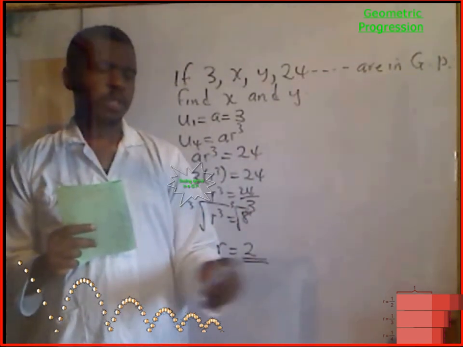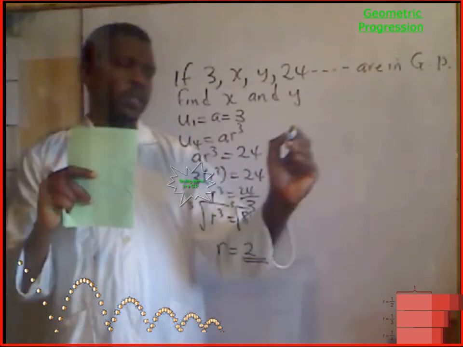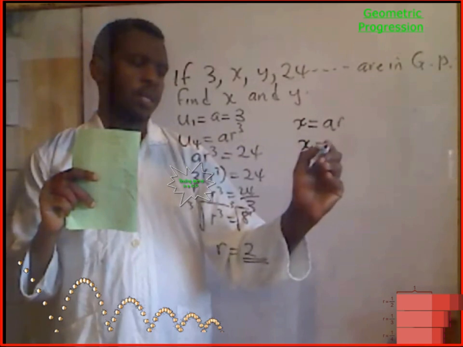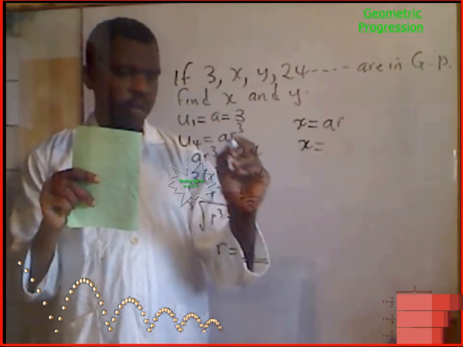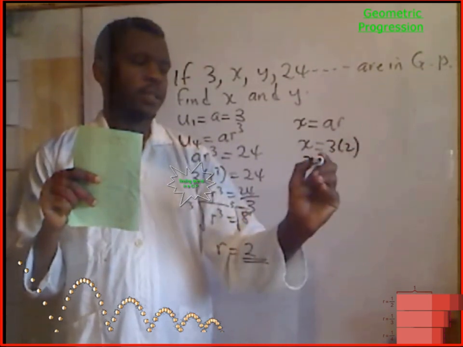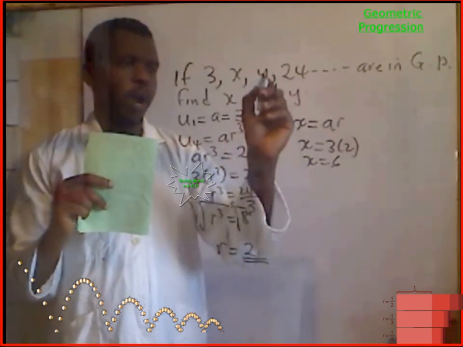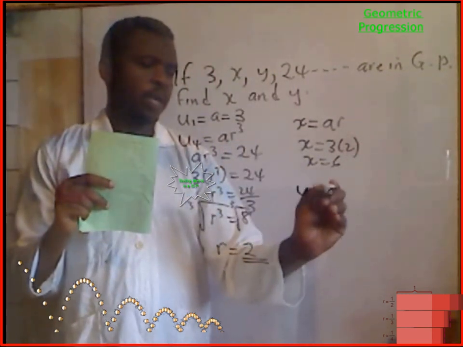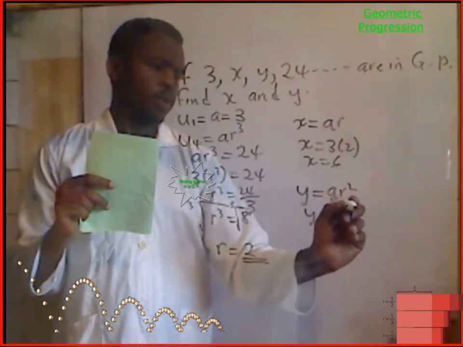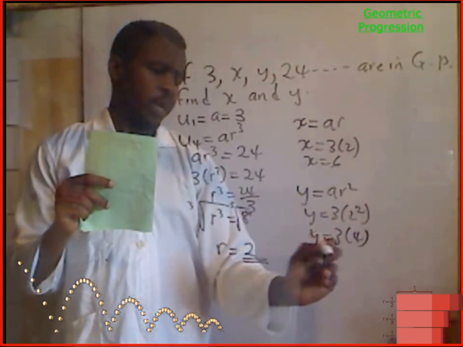I've worked out the common ratio and the first term. I can now get x and y easily. I know that x is the second term, which is just AR. So x will be the first term, which is 3 times 2. x is equal to 6. What is y? y is the third term, so I have y is equal to AR squared. y is equal to 3 times 2 squared. y is equal to 3 times 4. y is equal to 12.